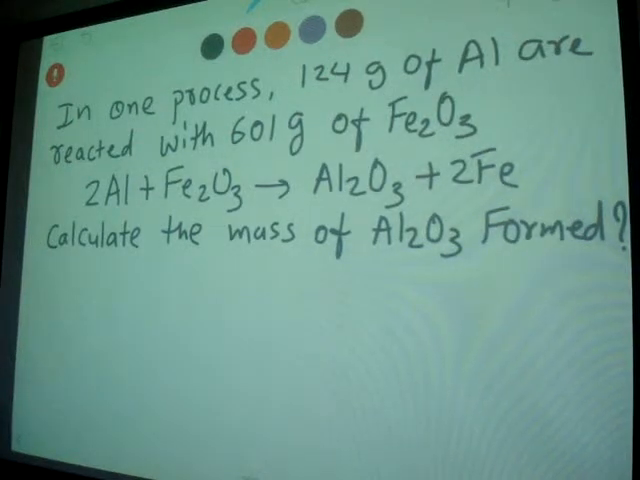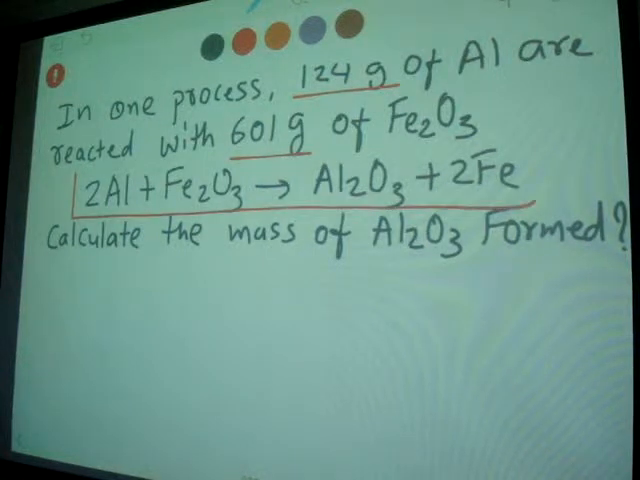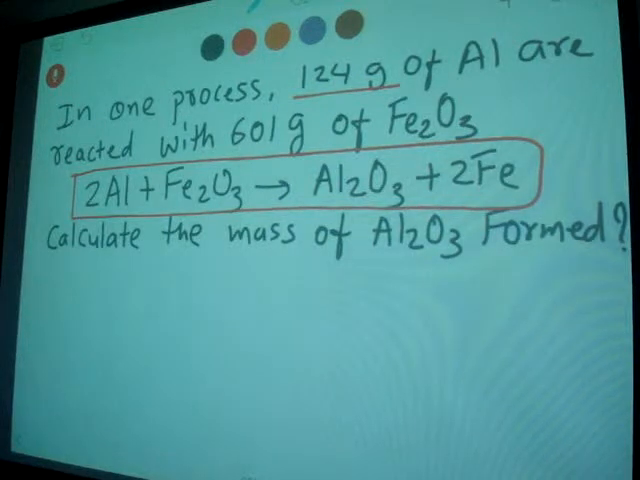Alright, so in one process, 124 grams of aluminum are reacted with 609 grams of Fe2O3. Okay, and this is a balanced equation. We need to find out the mass of Al2O3 formed.